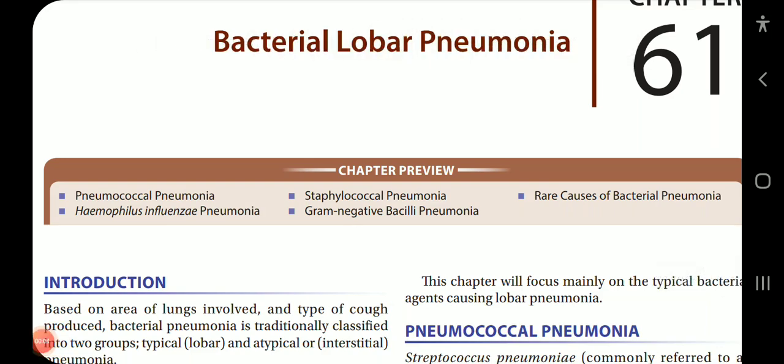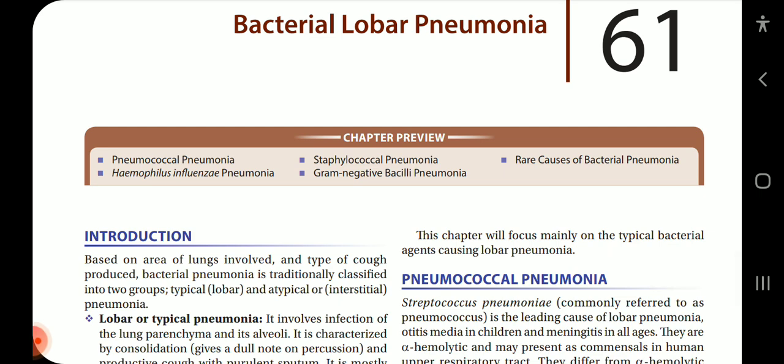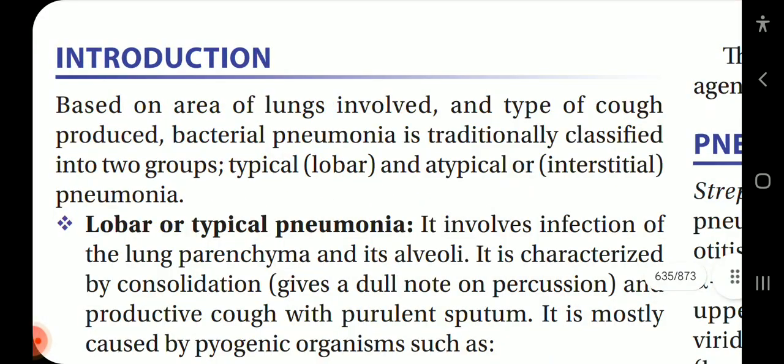Okay, now let us start with chapter 61 of your Apurba Sastry Essentials of Microbiology, which is about bacterial lobar pneumonia. In this chapter, we will be previewing pneumococcal pneumonia, Haemophilus influenzae pneumonia, staphylococcal pneumonia, gram-negative bacilli pneumonia, and the rare causes of bacterial pneumonia. In this video, we will be covering pneumococcal pneumonia and the pathogenesis of Haemophilus influenzae pneumonia, while the lab diagnosis and the subsequent types of pneumonia will be covered in the subsequent videos.